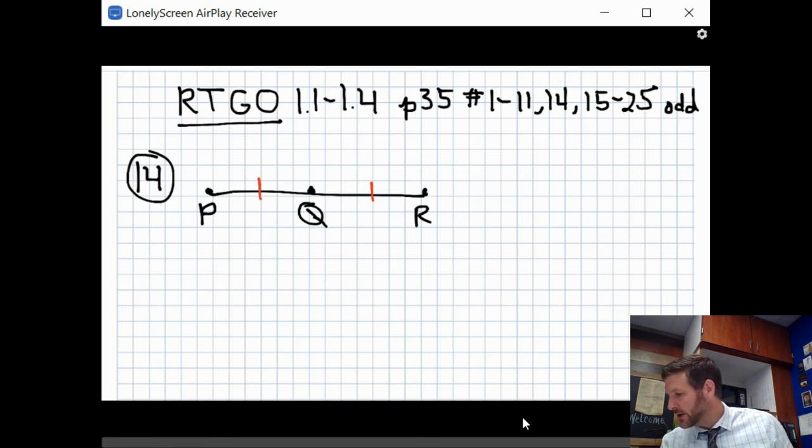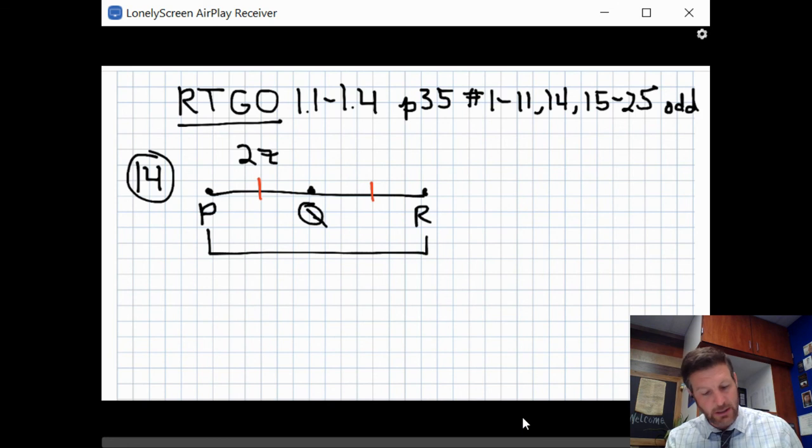Then it gives me an expression for PQ. It says PQ is 2z. So that's this half here on the left. So that's 2z. And then it says PR is 8z minus 12. If you notice, PR is the entire length. It's not QR. So be careful. Again, label slowly and make sure you read carefully what you're supposed to be labeling. But that's 8z minus 12.